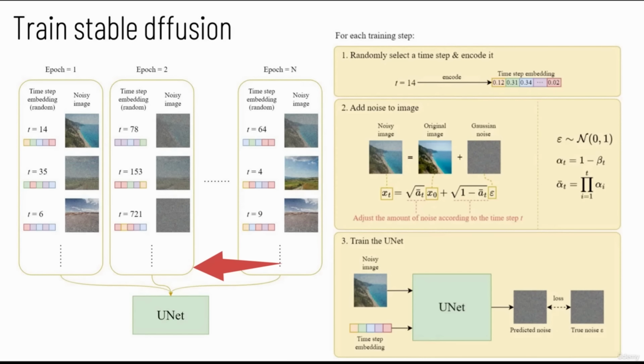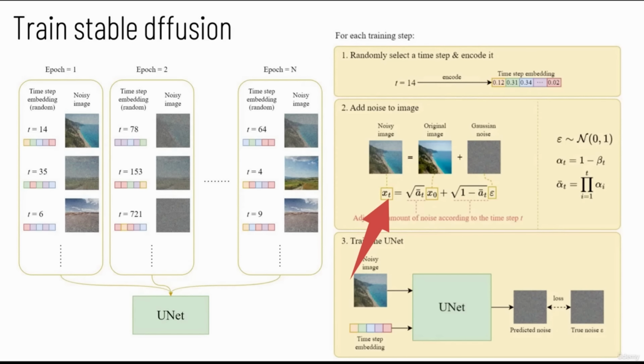As you know, we learned previously how to move directly from the original image x0 to x at time step t by using this formula here. And previously we learned how to compute the value of alpha t and alpha bar t. And as you know, we will take epsilon from the standard Gaussian distribution.